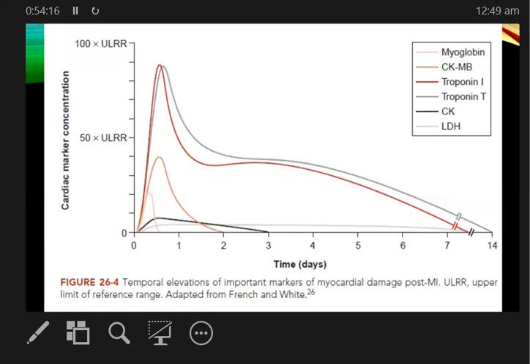So what is this? This is your cardiac markers. Your cardiac markers are divided into two. We have your cardiac enzymes, and the other one, we have your cardiac proteins. They are all markers of cardiac injury.